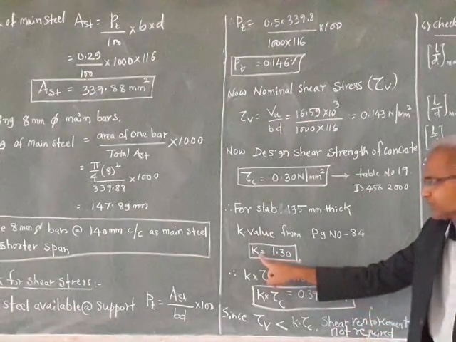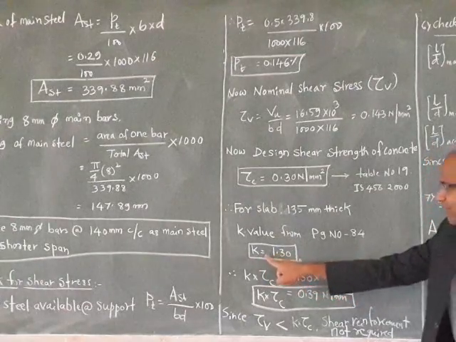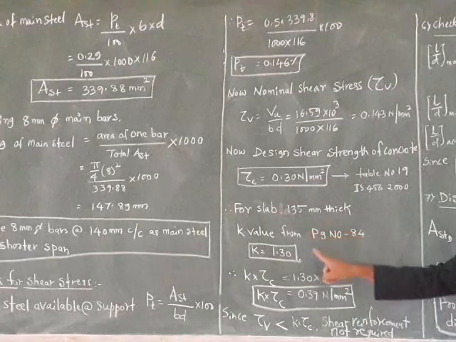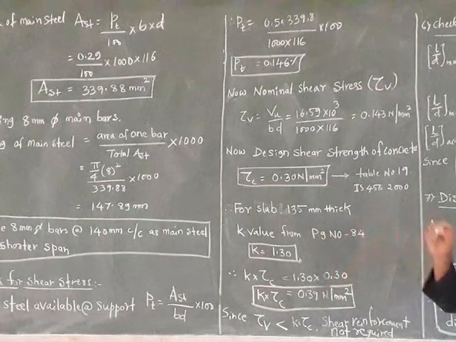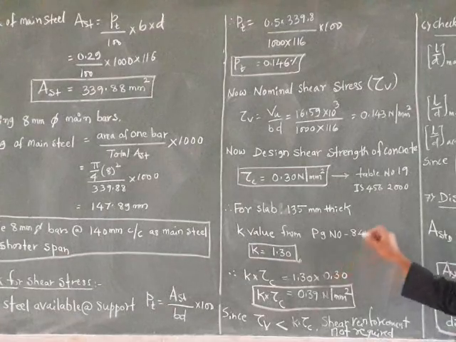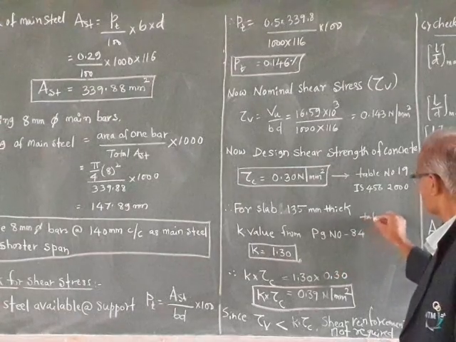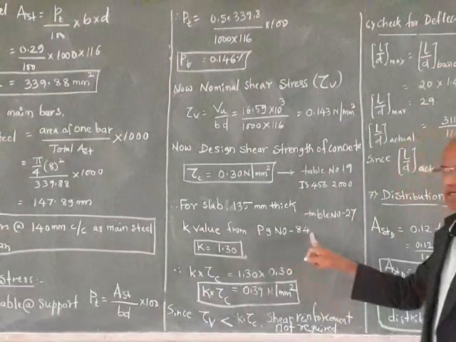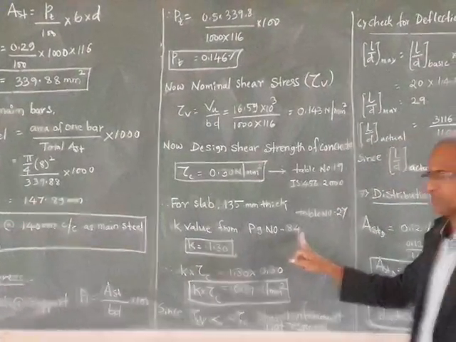Now where are we going to get this K value? So this K value we are going to get from page number 84. Okay, so I think it is table number 27. So table number 27, page number 84 of IS 456 2000.